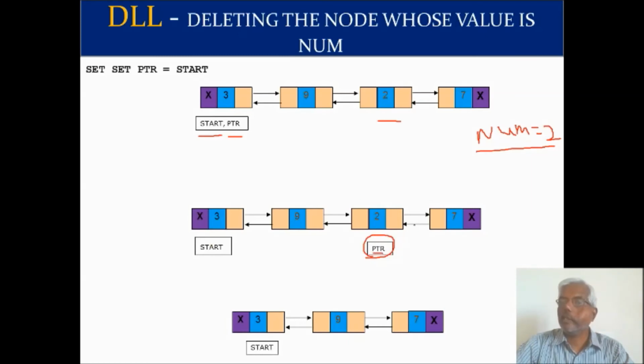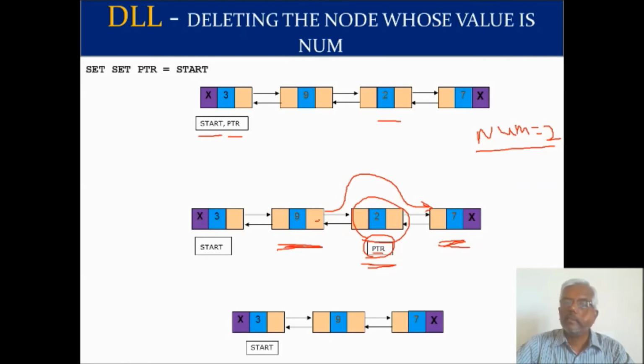If I want to delete this, what is the thing we have to do? This 9 should point to this 7 instead of this 2. That is, this link should be established. It should bypass this value 2. If this node is PTR, what is this node? PTR oda previous. What is this node? PTR oda next. Now you just establish this link. This is PTR oda previous.